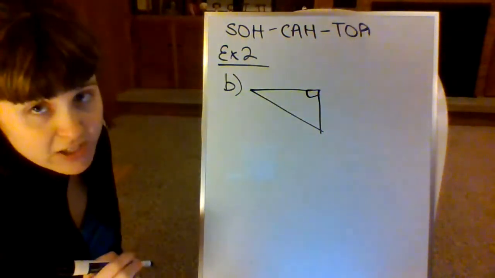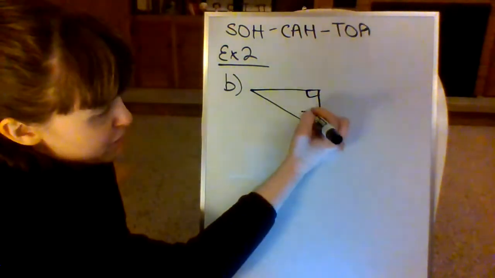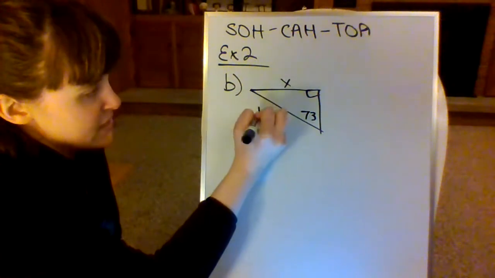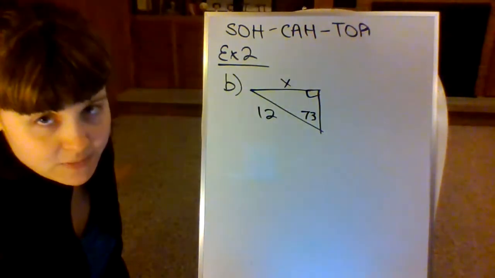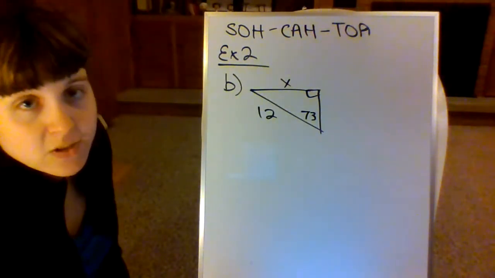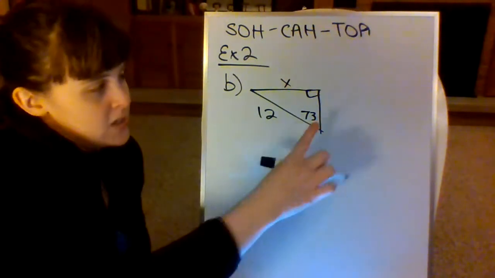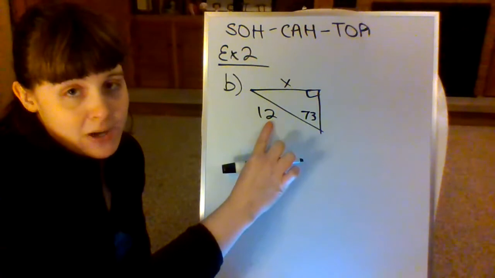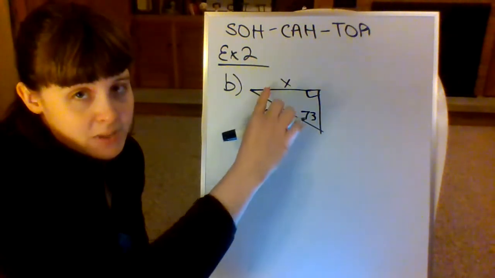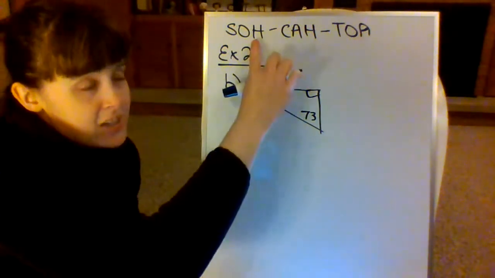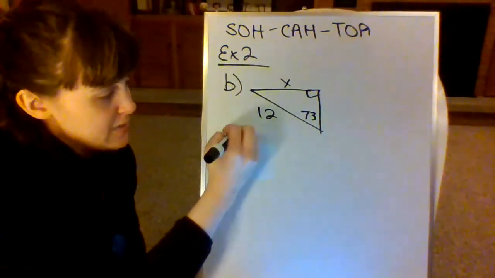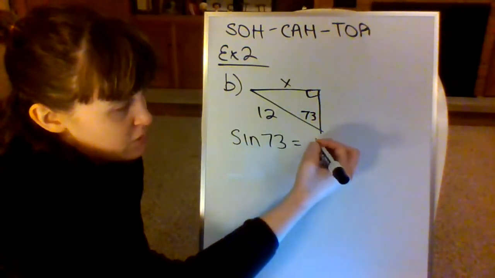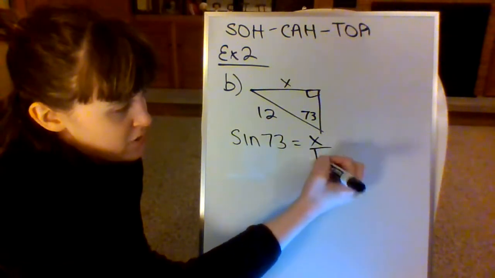Alright, so this is our second triangle. The bottom angle here is 73. Up here we have x, and over here we have 12. So 73 is the angle they gave us. We have the opposite side, and we have the hypotenuse. So opposite and hypotenuse is sine. So we're going to have sine 73 equals x over 12.